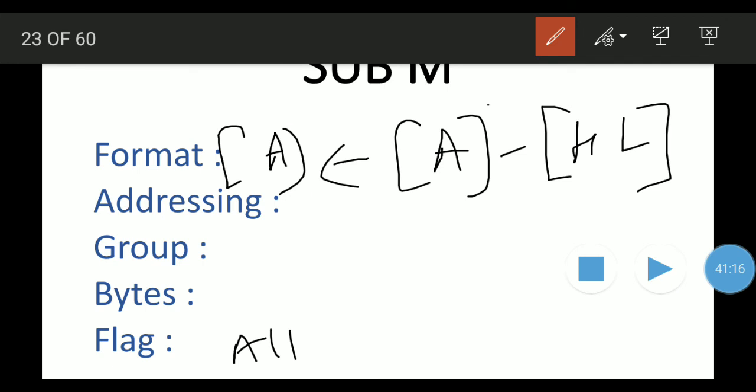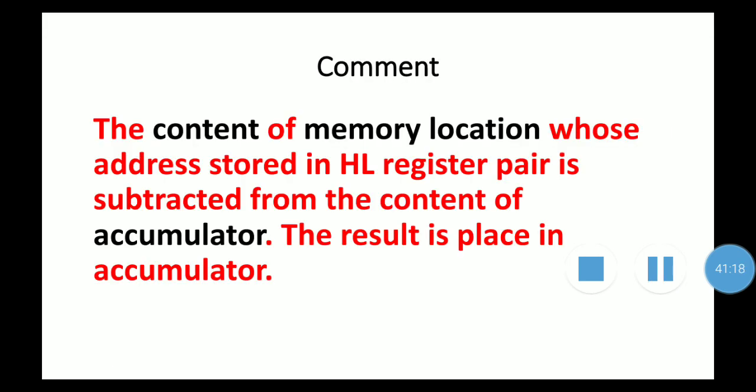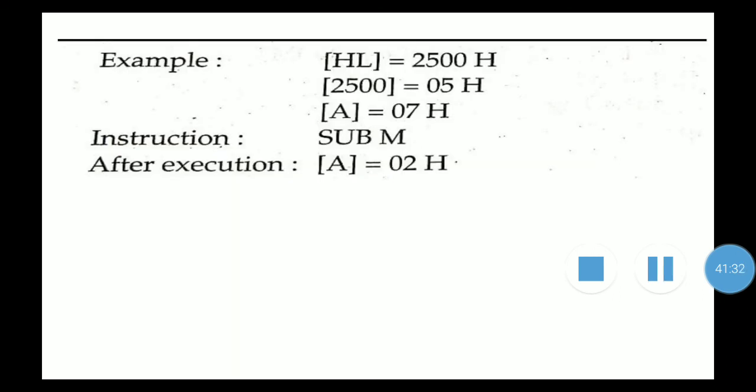See the explanation of this. The content of the memory location whose address is stored in the HL register pair is subtracted from the content of the accumulator. The result is placed in the accumulator. Let us see one example. The example is there on your screen. Just do the calculation.